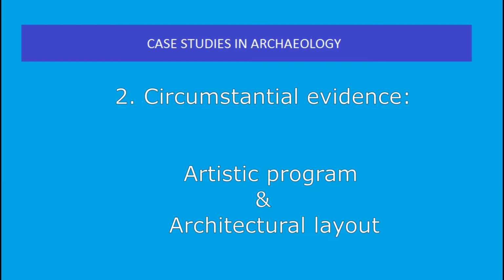Now I want to look at the second class of evidence, the circumstantial evidence that Reeves brought in. This is in two parts, the artistic program and the architectural layout. So Nick Reeves is an expert on the art history of the Valley of the Kings, and also on the architecture to some extent. So he looked at the artistic program on the walls of the tomb, what religious scenes were put on there by the ancient Egyptians, to see what they could tell us about the history of the tomb.